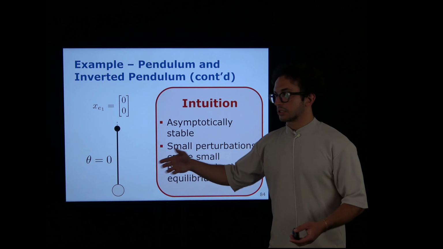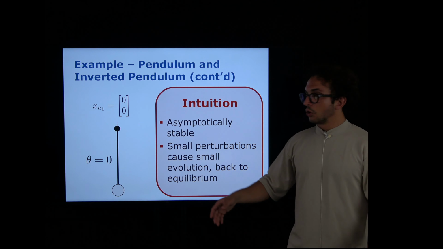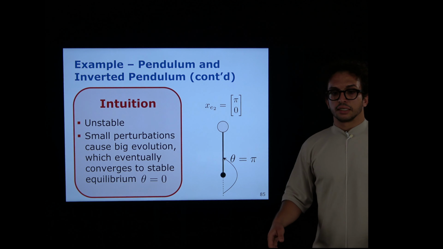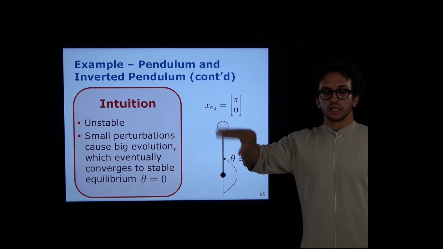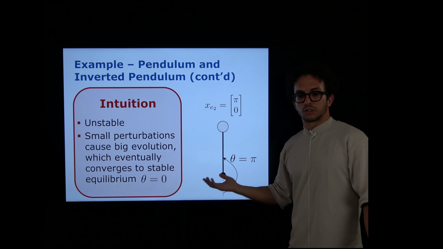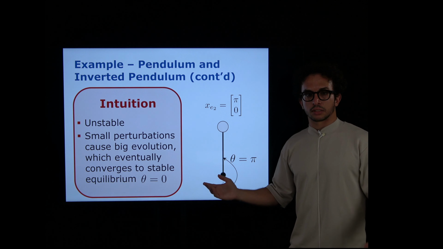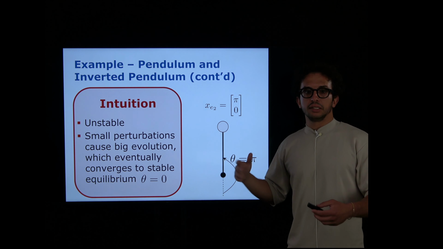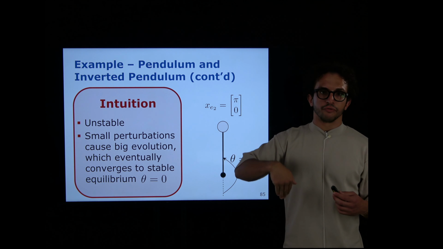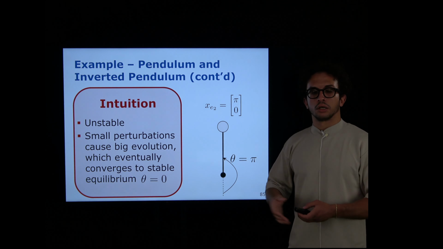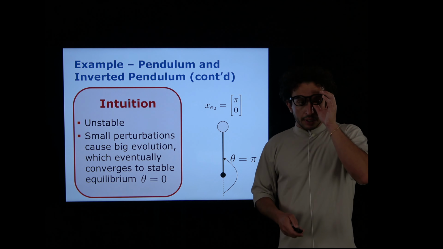So this one is asymptotically stable, because if we perturb it a tiny bit, it will swing and then stop again, while the second equilibrium is instead unstable, because a small perturbation would cause it to fall down, swing a lot, and then eventually converge again to the stable equilibrium. So with the pendulum we are actually lucky, because the instability of one equilibrium makes it such that if perturbed it will converge to the other equilibrium, but still it's an unstable equilibrium.